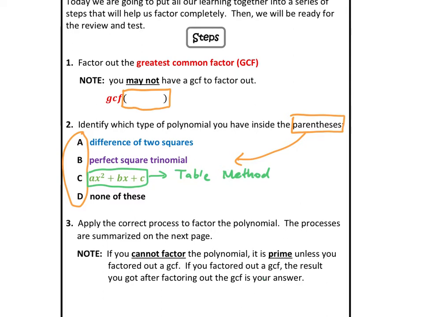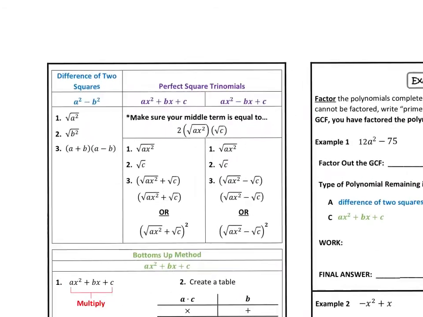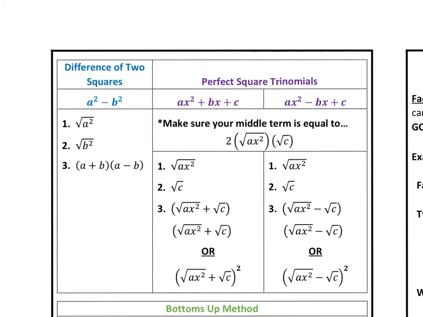Okay, so let's look on the next page at the different processes that we've seen. On this page, we have the summary of the difference of two squares, perfect square trinomial situations, and the table method. So these are the main three that we've learned. Just a reminder about the difference of two squares and the perfect square trinomial. Difference of two squares needs to be made up of two terms that are subtracting. Then it is a difference of two squares.